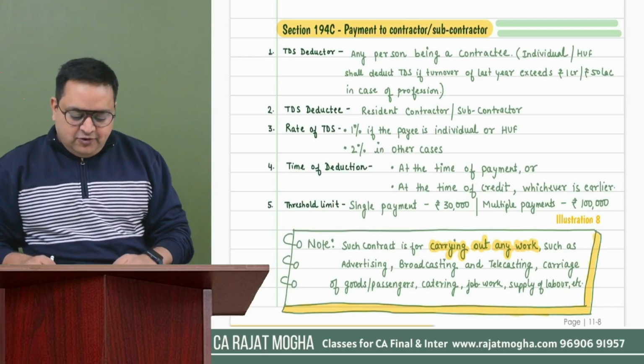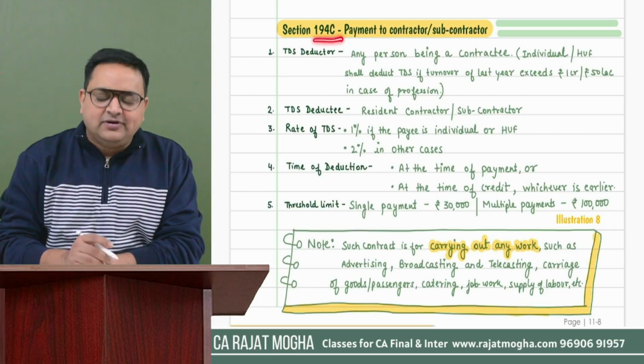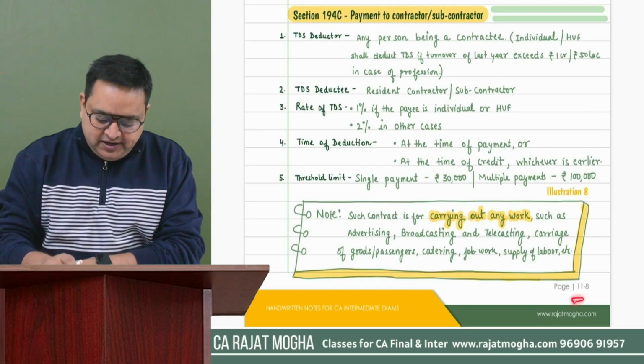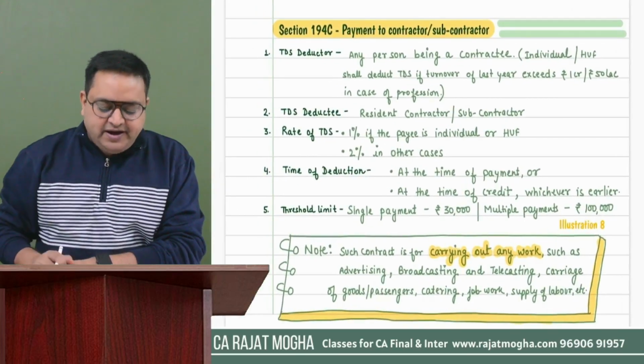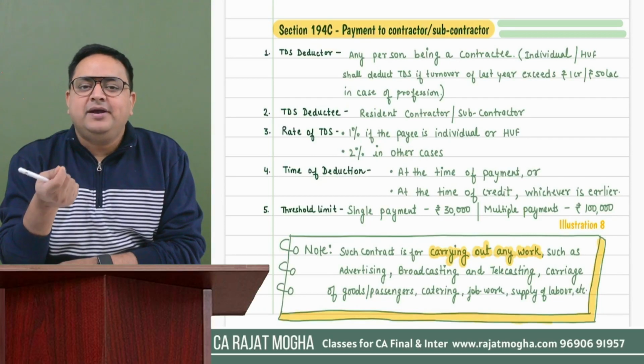Okay, let's move on to other sections. So another section is 194C. It's a very important section. If you come to page number 11.8, it is mentioned over here. 194C. This is related to payment to a contractor.